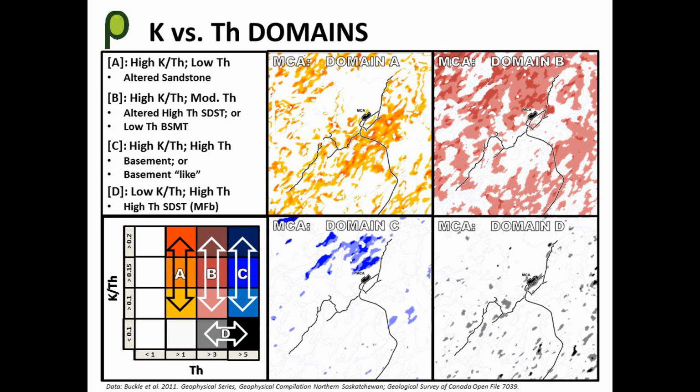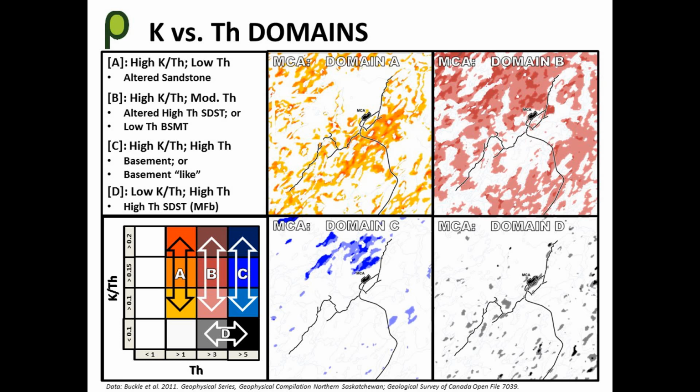Domain B, it could be basically a slightly altered high thorium sandstone, such as an MFB that has been altered, or it could be a low thorium basement. And again, some of these basement materials could be there because of a number of reasons. One of the more popular ones is glacial. Again, I have some differing opinions about that, but we'll go from there.